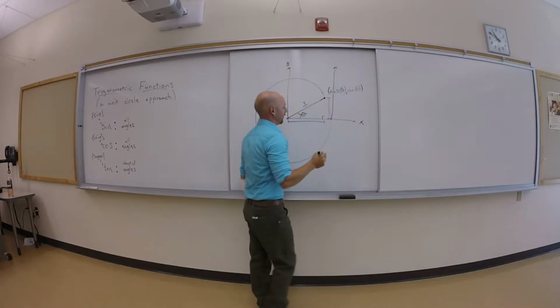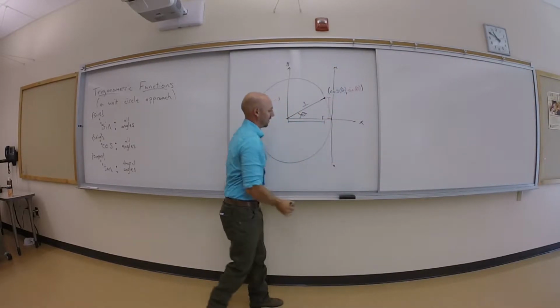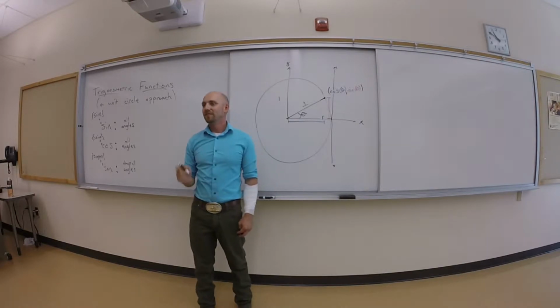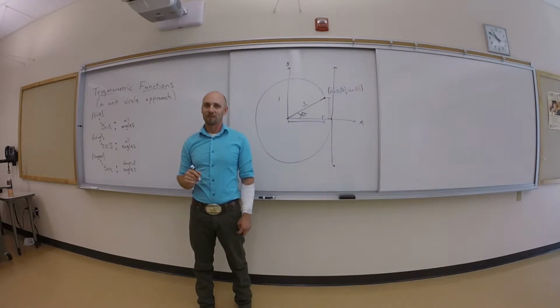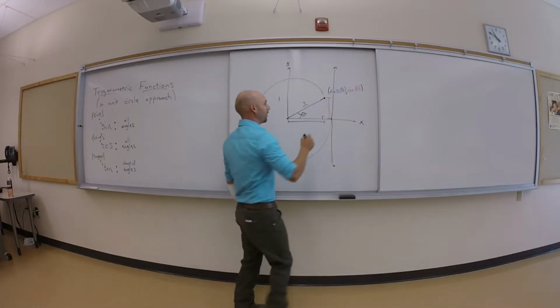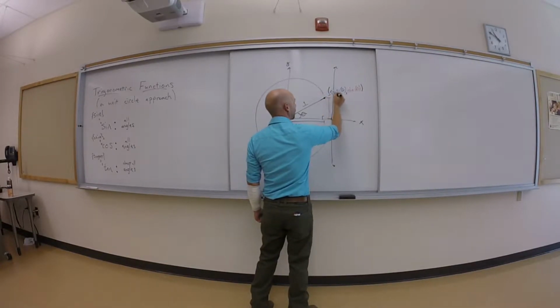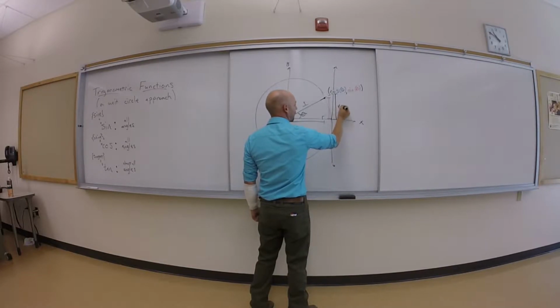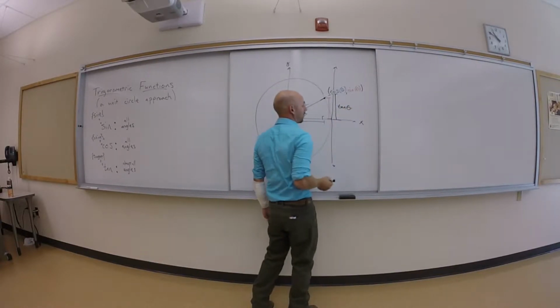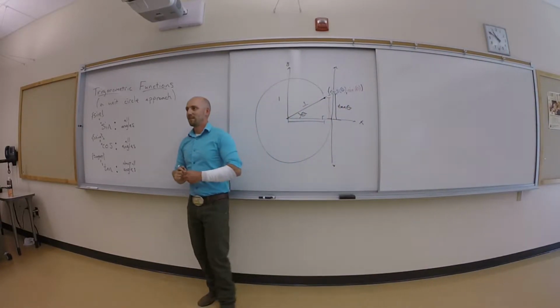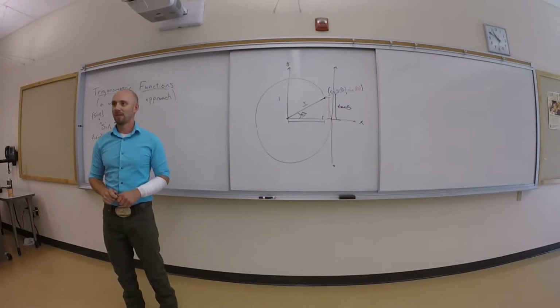So here's a line. This line is what we call tangent to the circle. It touches at just one point. And so if I want to read the tangent off, I just pick this distance here. That's tangent of theta. You guys cool with that?